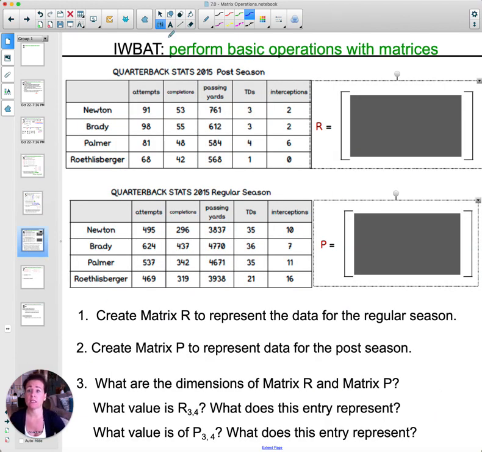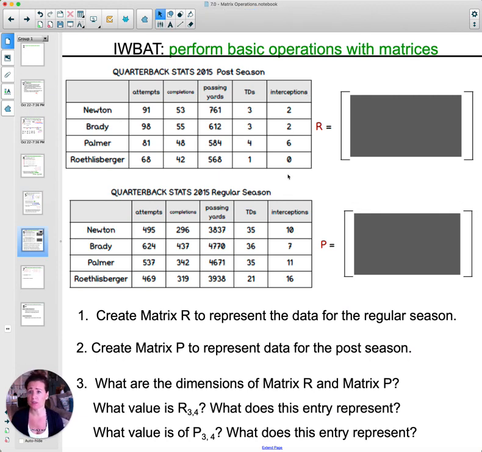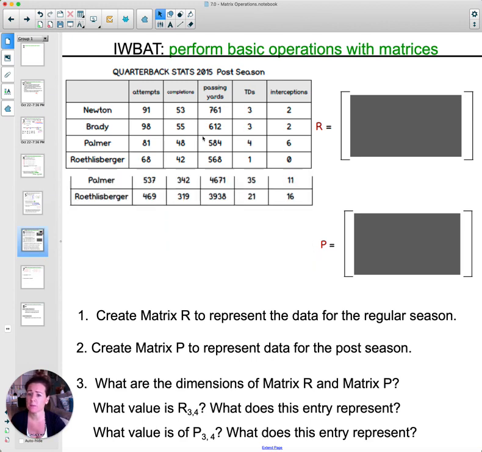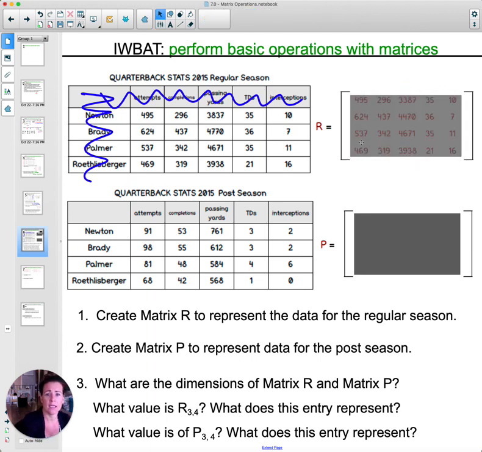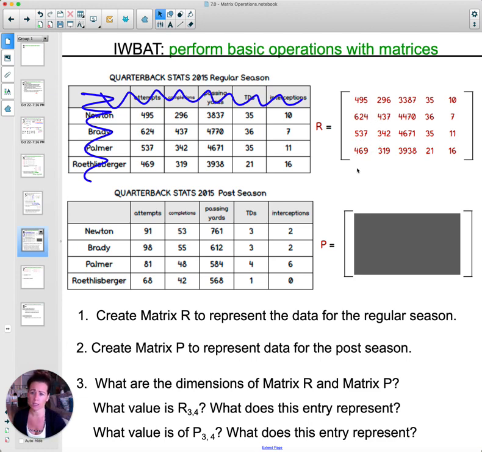You can also use this a lot in statistics for sports. So this one is quarterback stats for the 2015 regular season and postseason. Okay, so regular season versus postseason. So create a matrix R to represent the data for the regular season. So again, we would just ignore now the names and then what the stats are and just fill in the data. So this is going to be a 1, 2, 3, 4 by 1, 2, 3, 4, 5. So we're comparing 4 quarterbacks and 5 different stats. So the rows are the quarterbacks and the columns are the different stats that we're comparing.